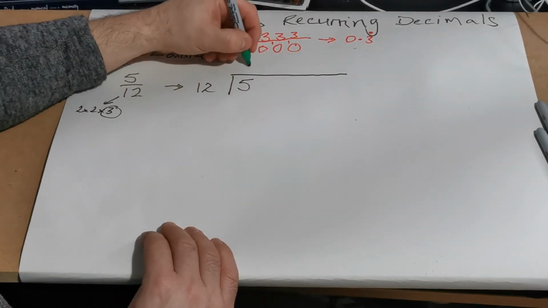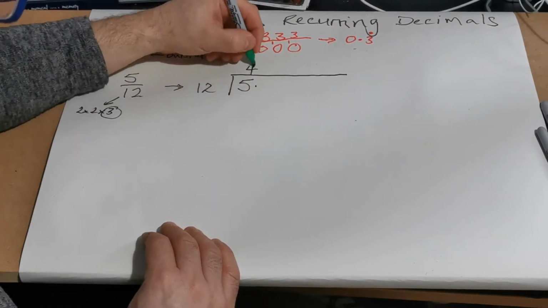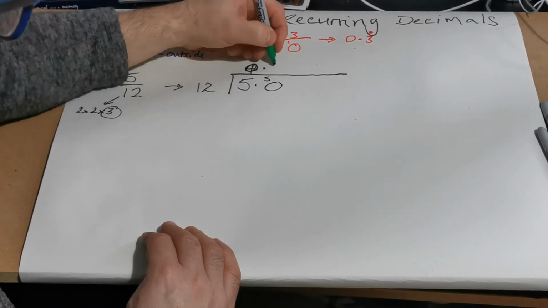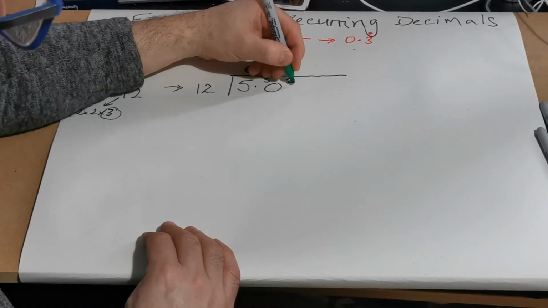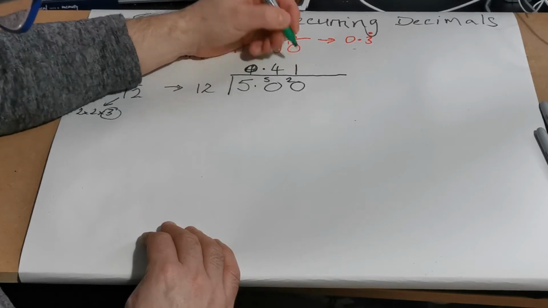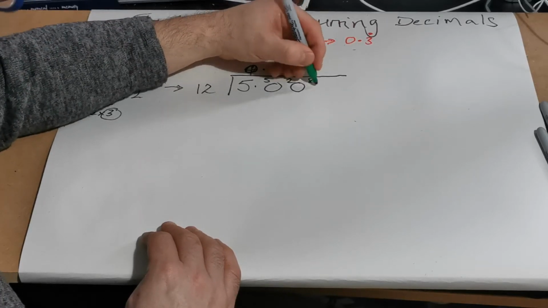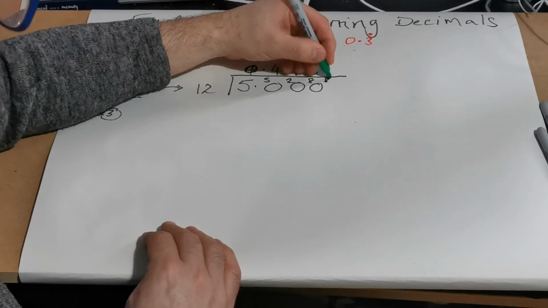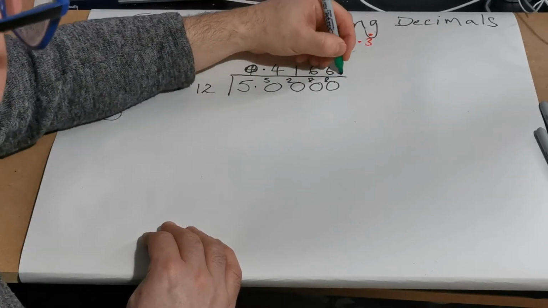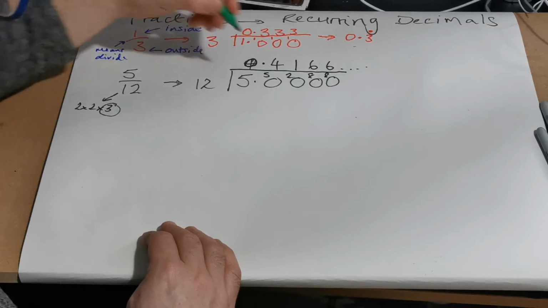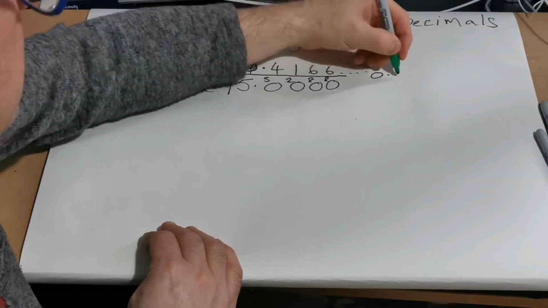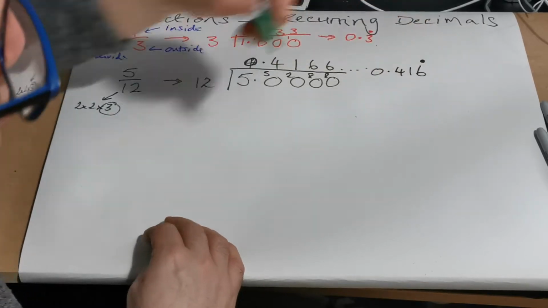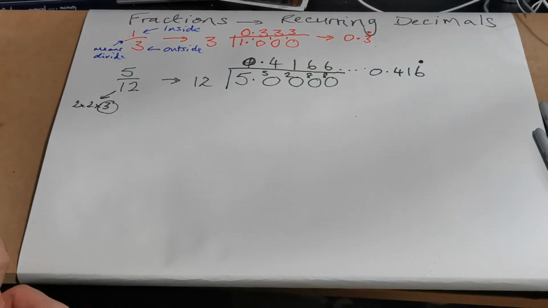So 12s into 5 go 0, remainder 5, so 12 into 50 go 4, remainder 2, and then go 1, remainder 8, 12s into 80 go 6, remainder 8, 6, etc. So here we've got 0.416 recurring. We'll just put the dot above the 6 to show that that's the recurring one.